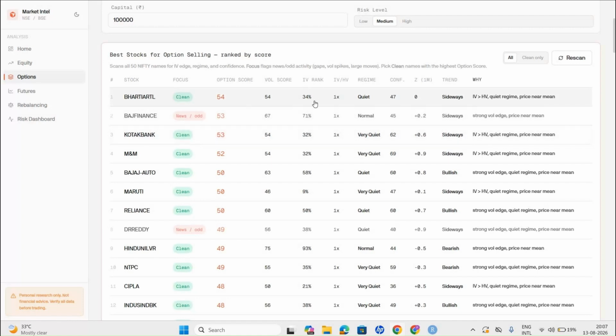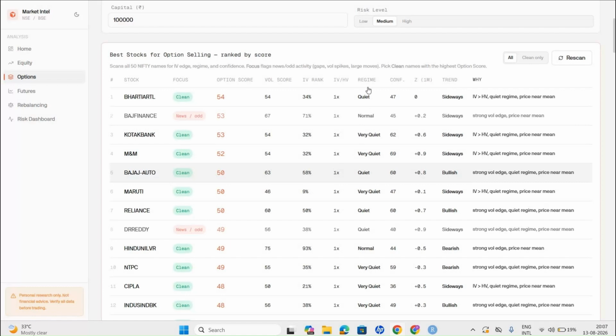And this is a volume score. This is the IV rank, basically implied volatility, if you trade options. And this is the IV compared with the historical volatility.